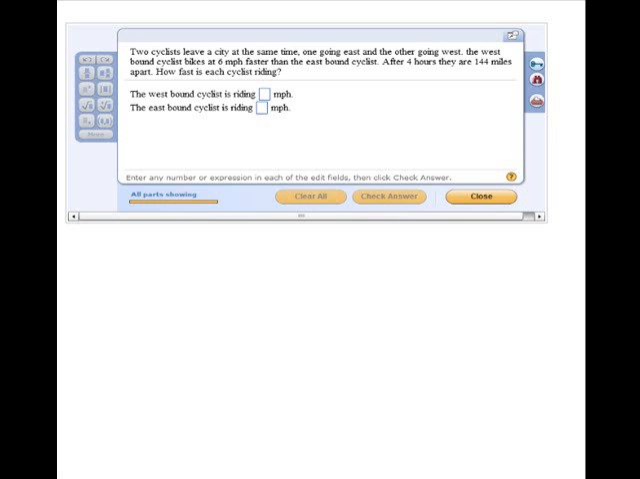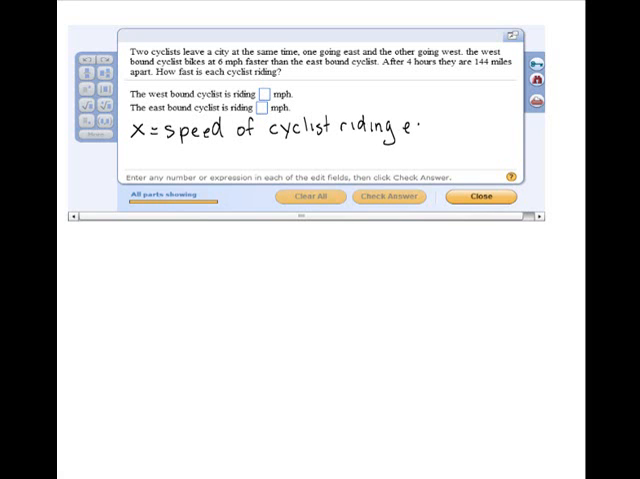That's the question. So I'm going to let X represent the speed. So X is going to be the speed of the cyclist, and there's one going east and one going west. I'm choosing one. I'm going to choose the one riding east.